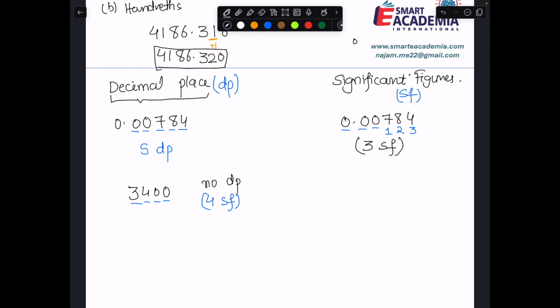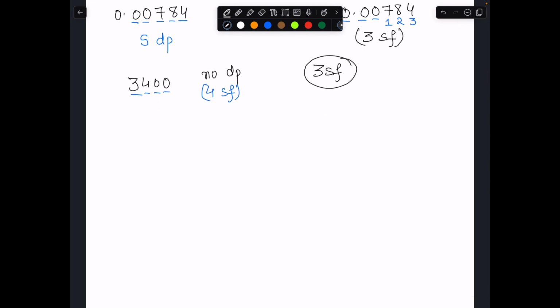Now, in the questions, you will always round your answer to 3 significant figures unless specified otherwise. If the question does not say what number you need to round your answer to, you would round it to 3 significant figures. If the question specifically says round your answer to 4 decimal places or 5 decimal places, then you will follow the question instructions.